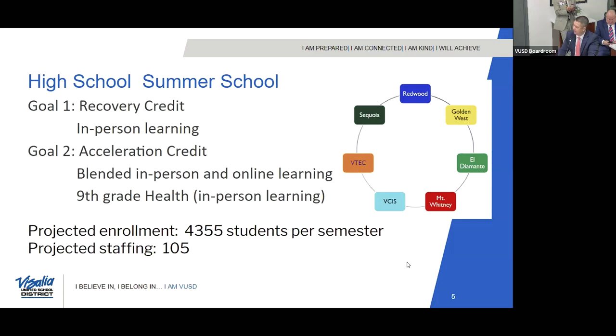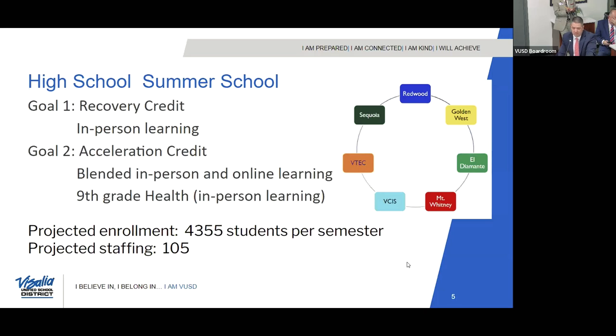Our second goal is for acceleration credit, meaning students have not taken that class yet, but now they are taking it so that they can pass that class in summer to have more options during the school year. This is a blended in-person and online learning opportunity here. We have made some adjustments.